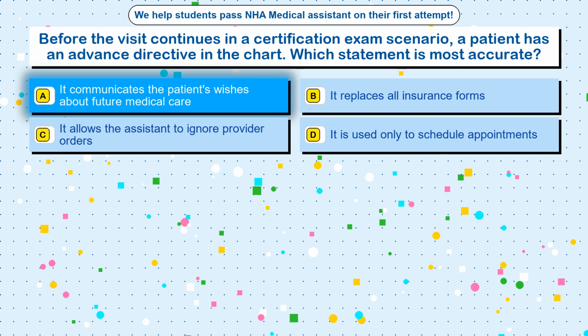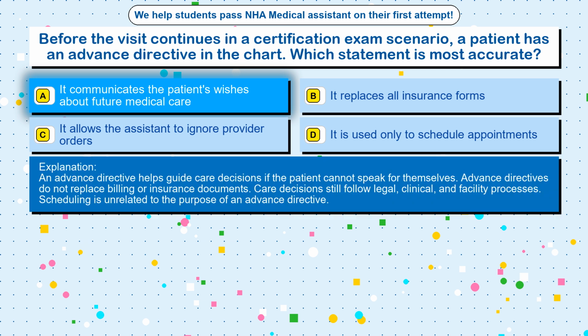The correct answer is option A. It communicates the patient's wishes about future medical care. An advance directive helps guide care decisions if the patient cannot speak for themselves. Advance directives do not replace billing or insurance documents. Care decisions still follow legal, clinical, and facility processes. Scheduling is unrelated to the purpose of an advance directive.